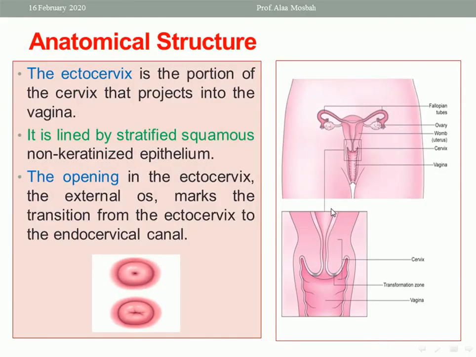So, what about the cervix? The cervix is formed of the ectocervix and the endocervix. The ectocervix is the portion of the cervix that projects into the vagina. It is lined by stratified squamous non-keratinized epithelium. The opening of the external os marks the transition from the ectocervix to the endocervix. So this is the external os, which opens to the endocervix.